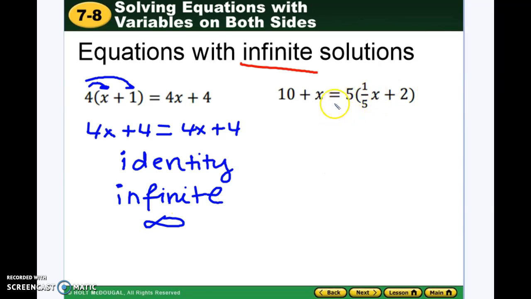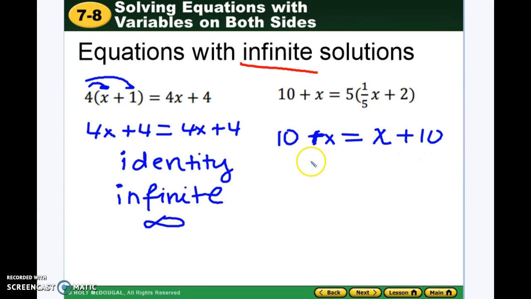Alright, let's quickly go ahead and do this one. Here we need to distribute the 5. On this side, we don't do anything yet. 5 times 1/5 is going to be 1 because the 5s cancel. So we get x. And then 5 times 2, we get 10.